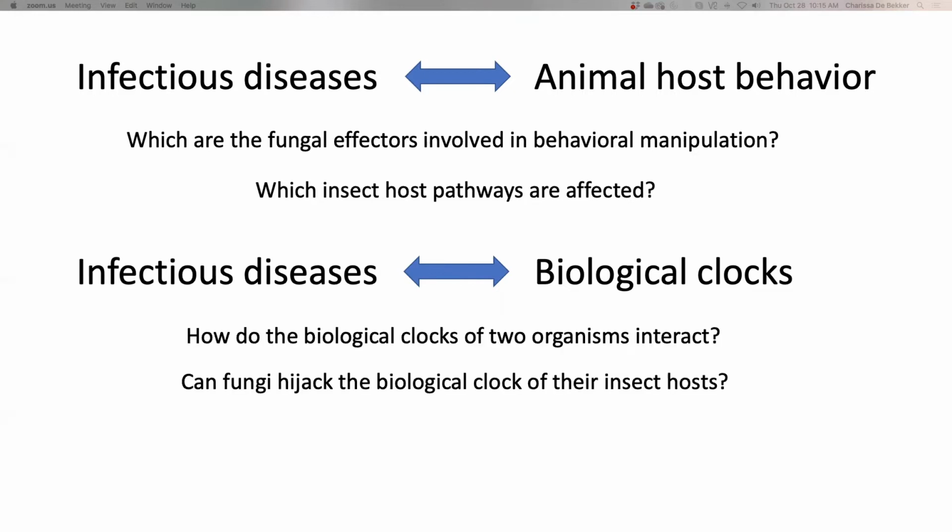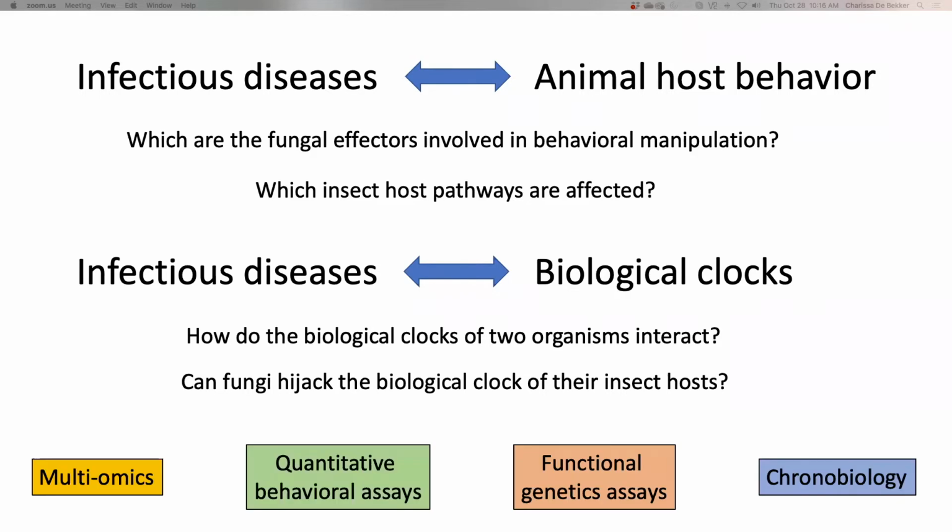Now, at the boundaries of biological clocks and infectious diseases, we look at how the biological clocks of two organisms actually interact. So we ask questions about if you have a parasite and a host, how are they dealing with one another, and how are those clocks either clashing, or is one maybe hijacking the clock of the other host. And we specifically look at that in this system, as I'll show you that there are some really intricate timing aspects that make us think that this is an important thing to ask.